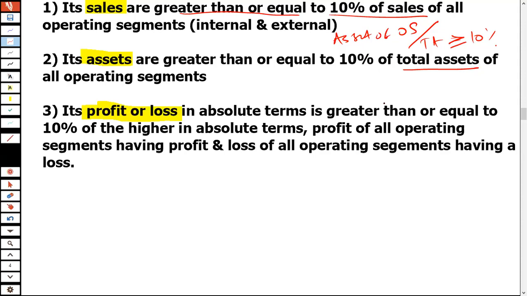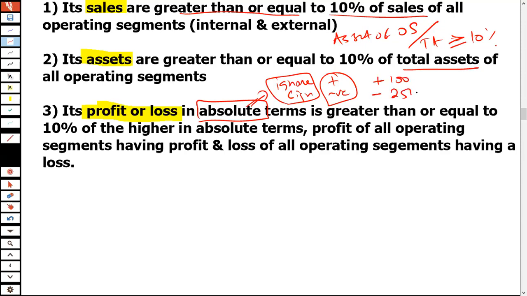The next situation that the examiner says is that it's profit or loss in absolute terms. Now, a very important concept, which is the concept in absolute terms. What exactly do you mean by the absolute terms? Try to understand this. If I talk about the absolute terms, you have to ignore the sign, positive or negative. You just have to talk about the number. For example, if I say the value of positive 100, and a value of negative 250, and if I ask you which one of them is a higher value, obviously you would say that 100 is the higher value. But if I ask what is the higher value in absolute terms, 250 is a higher value.